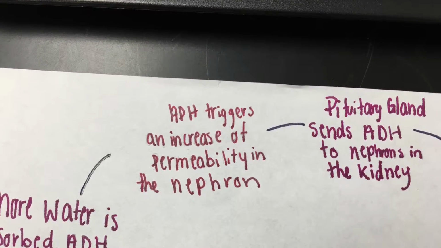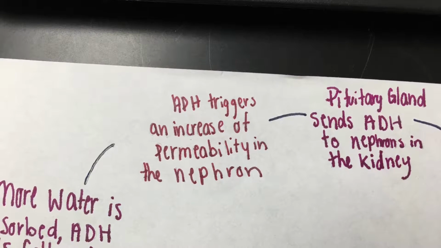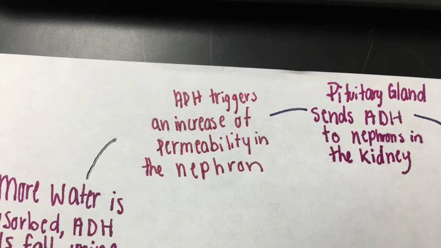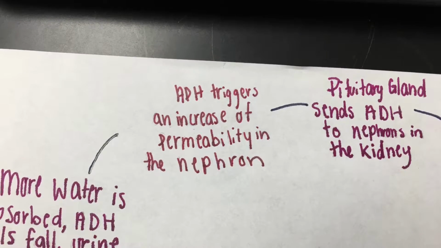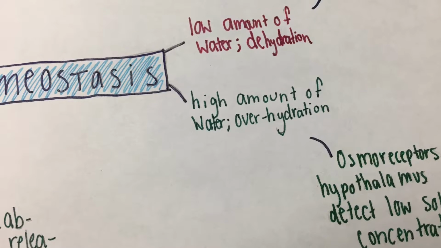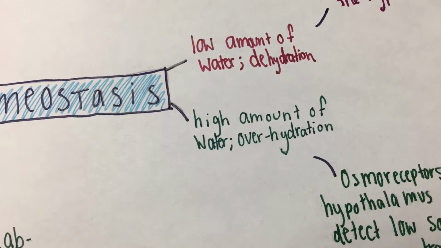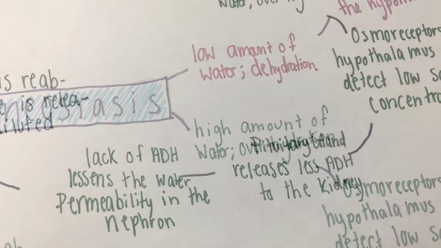When ADH is secreted and goes to the kidneys, it triggers an increase of permeability by increasing the number of aquaporin channels in the nephron, so more water will be reabsorbed back into the blood. Once more water is reabsorbed, ADH levels fall and urine output is low but concentrated because there isn't much water to dilute it.